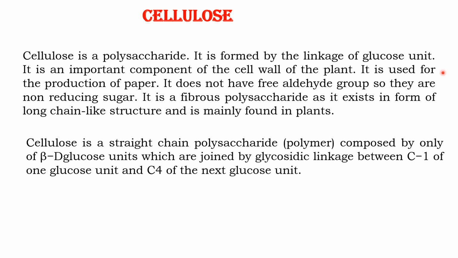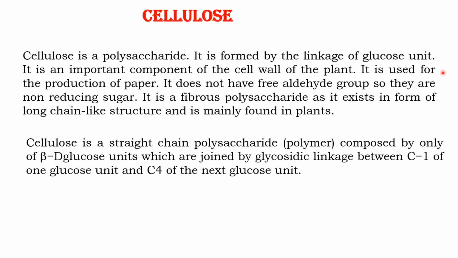Now we move to another polysaccharide, that is cellulose. Cellulose is basically a polysaccharide of glucose units, or we could say glucose combined together to form the cellulose molecule. And the cellulose molecule is a straight chain compound. It is found in the cell walls of plants.